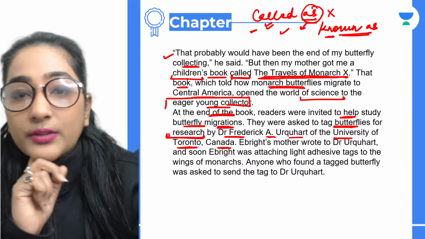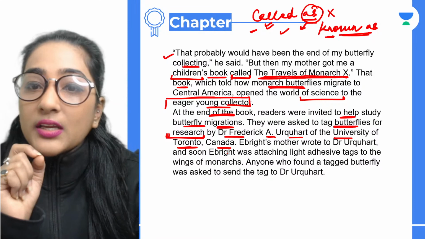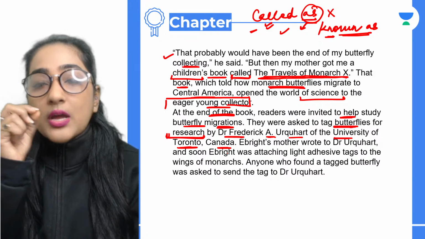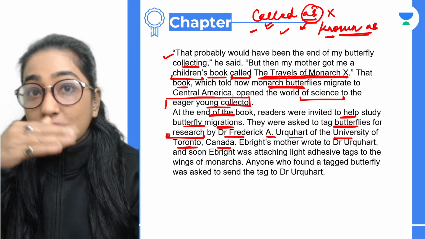Now Ebright's mother wrote a letter to him. And what did Ebright do? Light adhesive. That means light adhesive. Adhesive basically refers to something like Fevicol, wherein you can just stick to them. Because you have to send it. You have to send it to them.